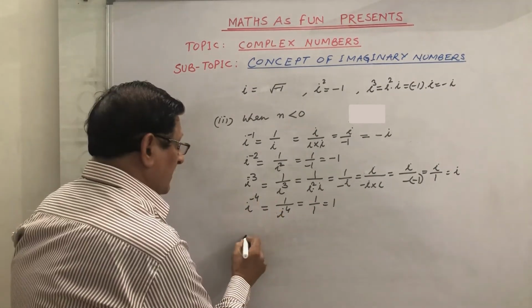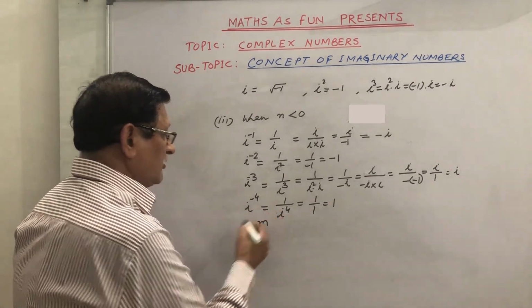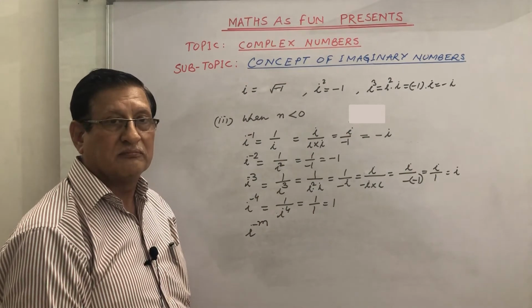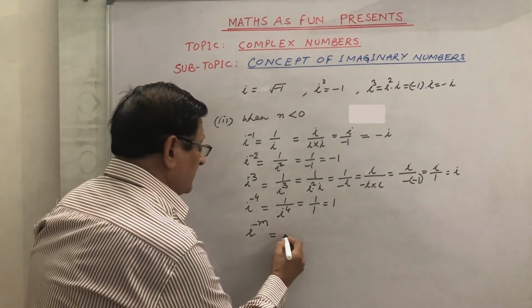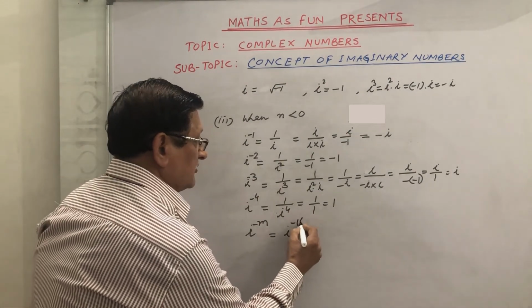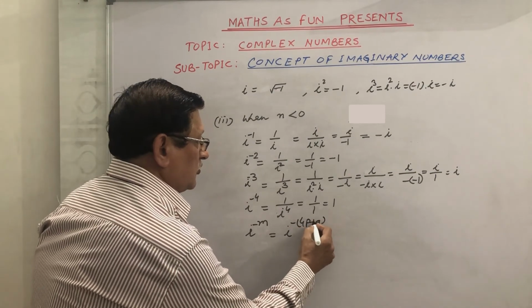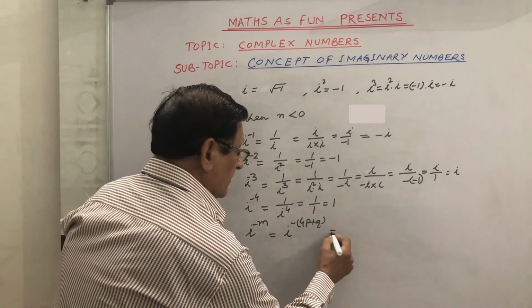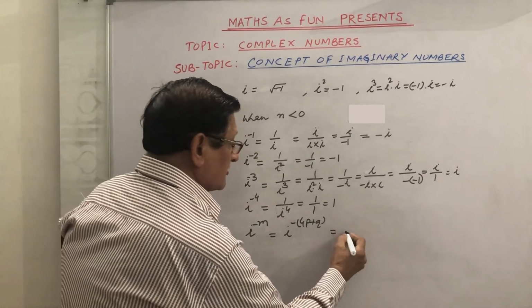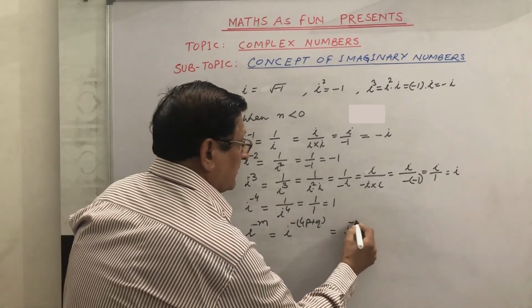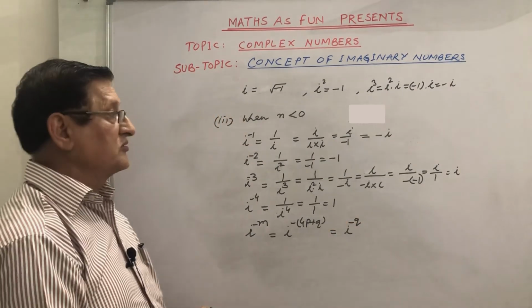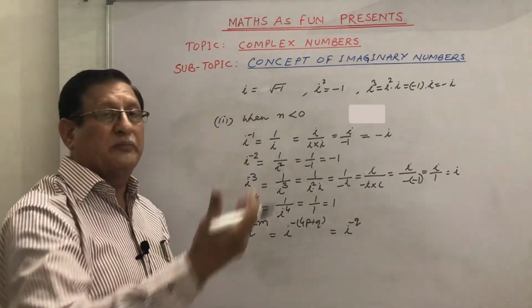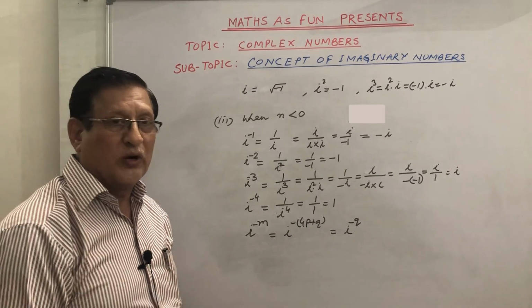It means here also, if somewhere we have iota to the power minus m, we can write this as iota to the power minus 4p plus q, where p and q are positive numbers, then we can say this is also iota to the power minus q, because we know iota to the power 4 and its multiples are all equal to 1.